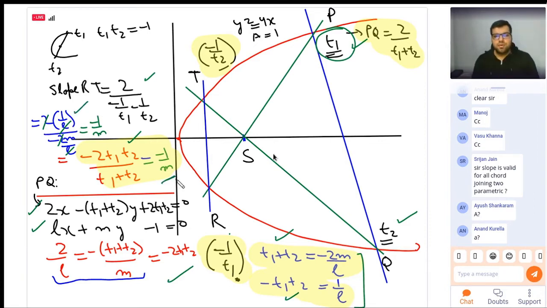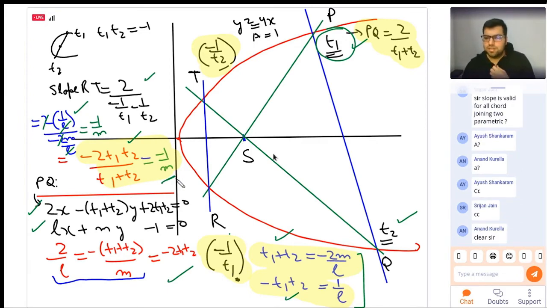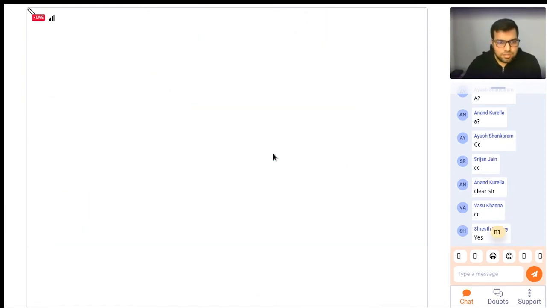Okay, students, is it clear? Tell me, the rest of you, Ayush, Anand. Apart from Ayush, it is clear. Other students? Decision clear, sir. Vasu, okay, great. Mostly Manoj, Shresh, you also can reply. Great.